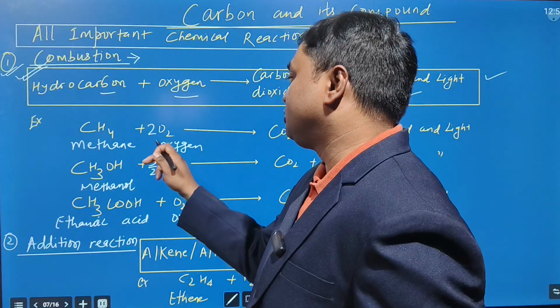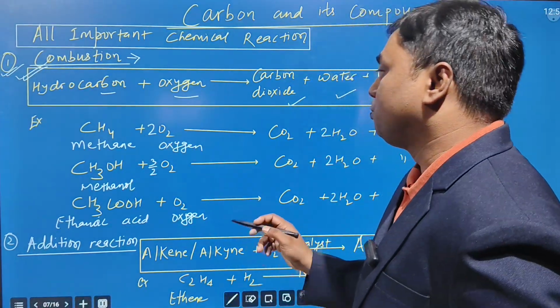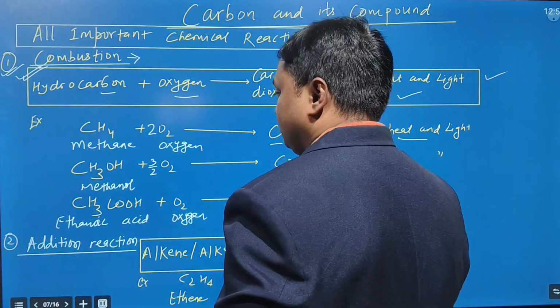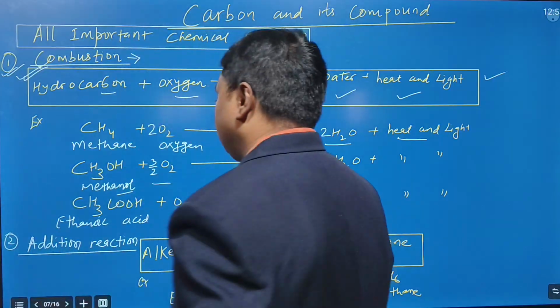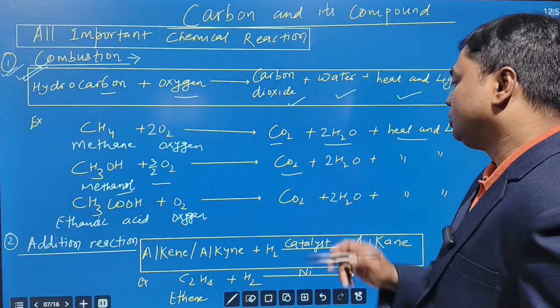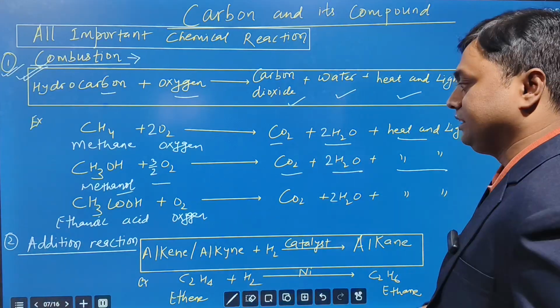For example, methane burns with oxygen. CH4 plus 2O2 gives you what? CO2 plus 2H2O plus heat and light. Yes or no? Methanol plus oxygen. CH3OH, that is methanol, plus 3/2 O2 gives rise to CO2 plus 2H2O plus heat and light.